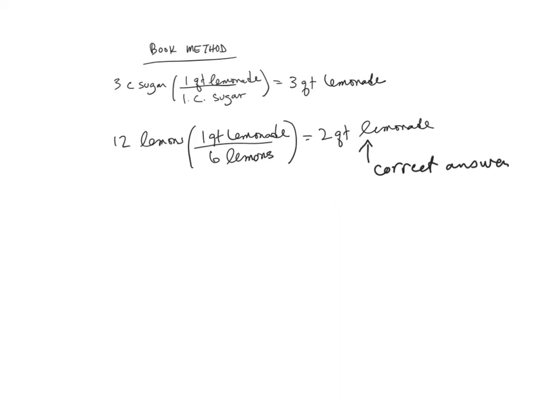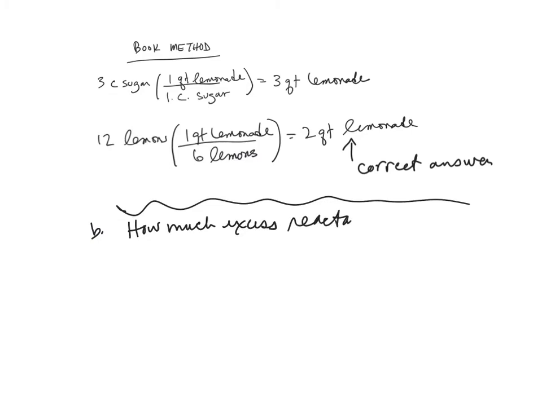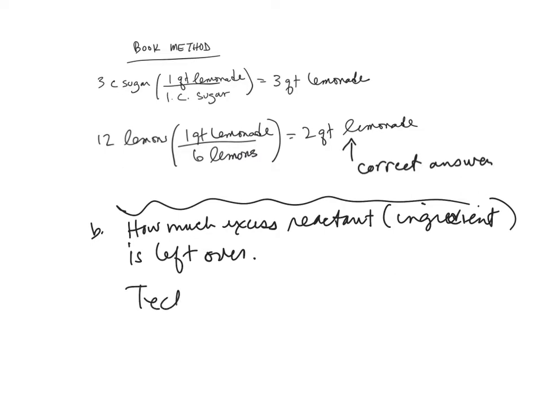Now, I didn't finish it on the last example there, but we've got to calculate how much sugar is going to be left over. So this would be part B: how much of the excess reactant, or the excess ingredient, is left over? The word is ingredient, is left over. And the technique is to use the limiting reactant.